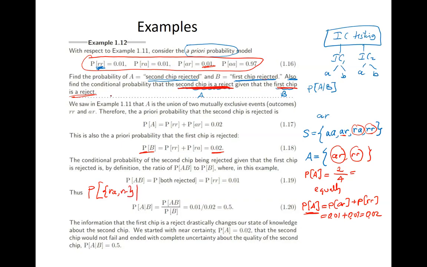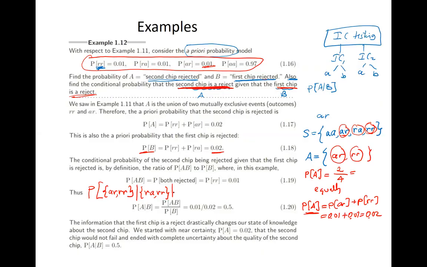Condition, okay, given that the first chip is a reject. Sorry, the second chip is right here. Let me correct it. This should be second chip. Second chip reject. So this one and this one. So AR and RR. Given that the first chip is a reject. So I just write the first chip is reject. RA and RR.